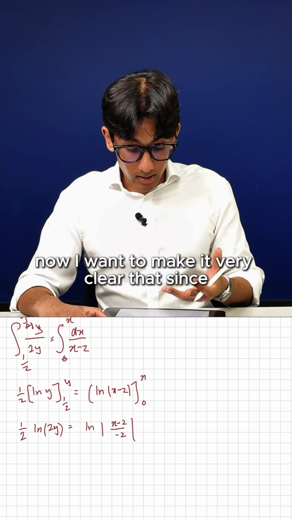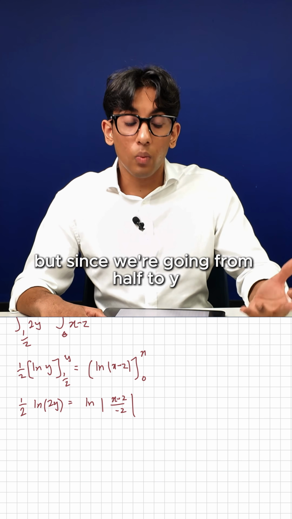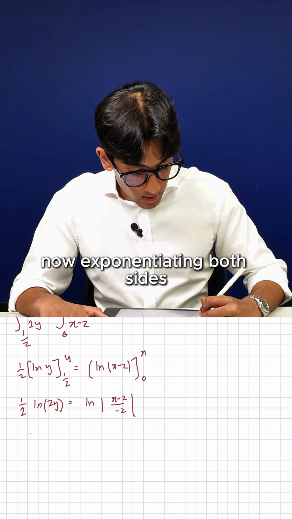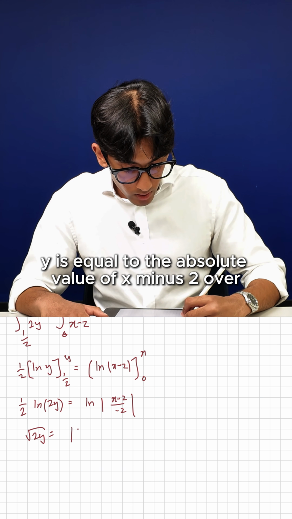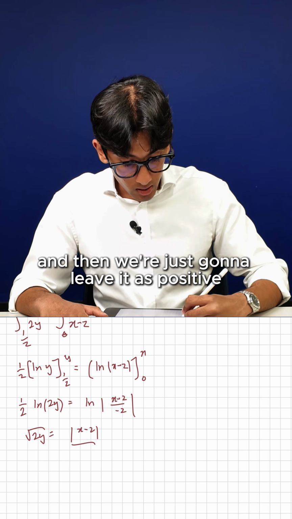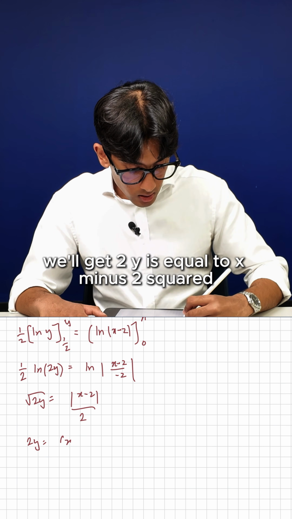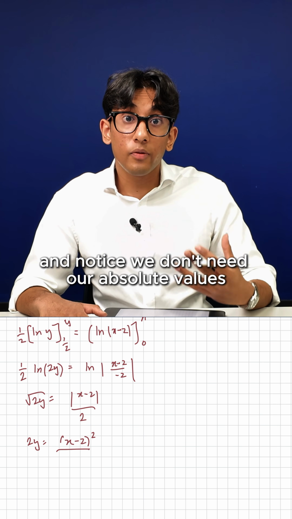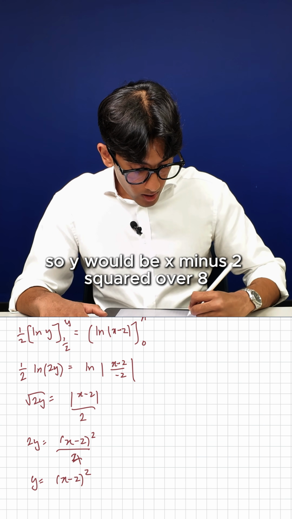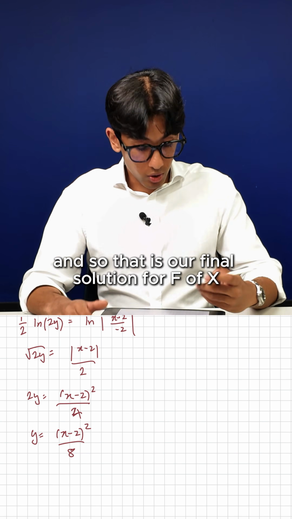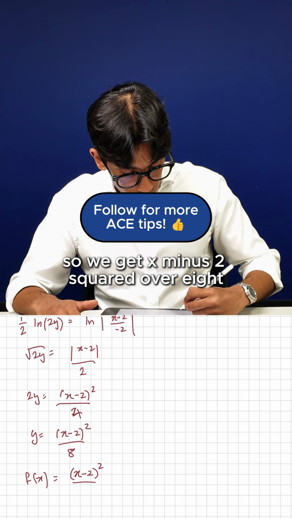Now I want to make it very clear that since we're going from 0 to x, we still need our absolute values. But since we're going from a half to y, we don't need our absolute values on our right hand side. Now, exponentiating both sides, we'll get the square root of 2y is equal to the absolute value of x minus 2 over 2, and then we're just going to leave it as positive. We've used our absolute value. So squaring both sides, we'll get 2y is equal to x minus 2 squared, and notice we don't need our absolute values because I've squared it now, over 4. So y would be x minus 2 squared over 8. And so that is our final solution for f of x if we just replace y with f of x. We get x minus 2 squared over 8.